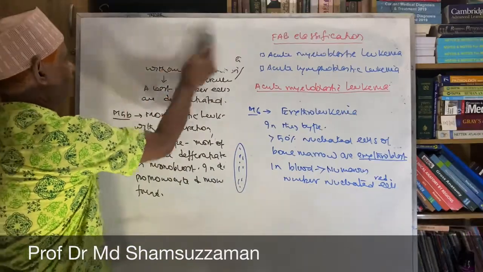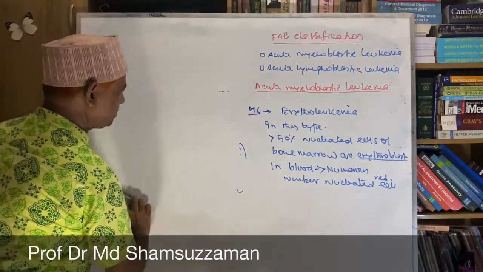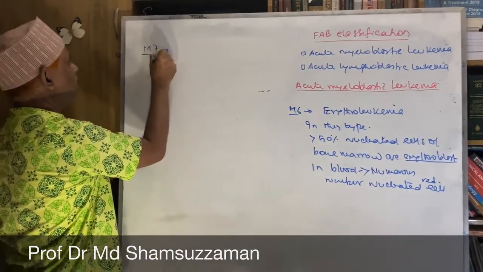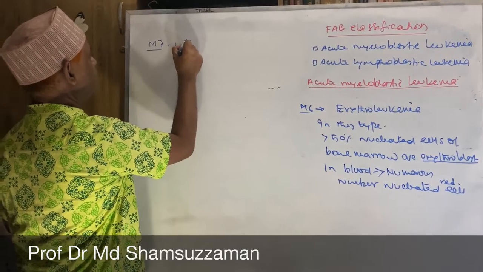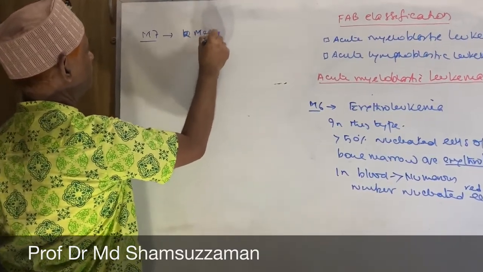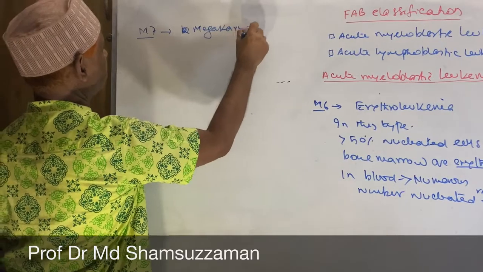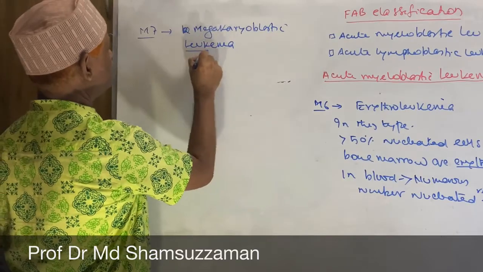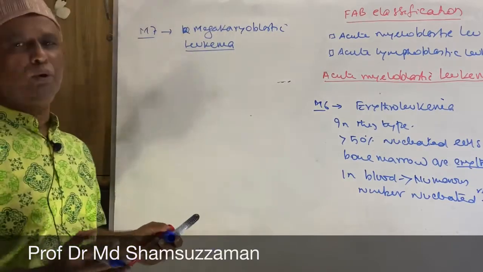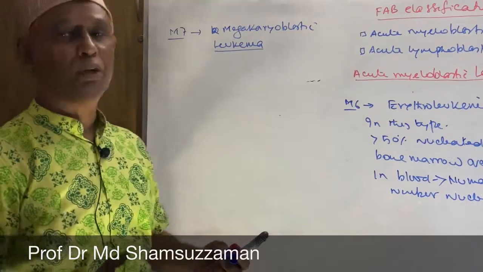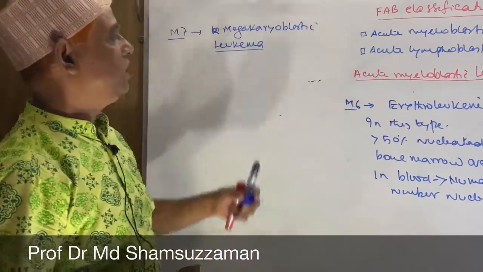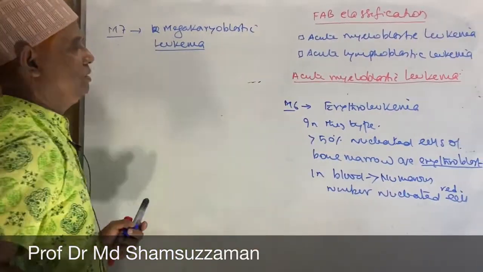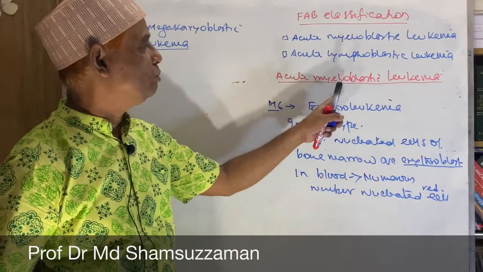Now come to M7. It is called megakaryoblastic leukemia. Dear audience, you know the megakaryocyte comes from the bone marrow, and from the megakaryocytes we get platelets. So this is the FAB classification, where you get leukemia of RBC, leukemia of megakaryocyte. So this is all about acute myeloblastic leukemia.